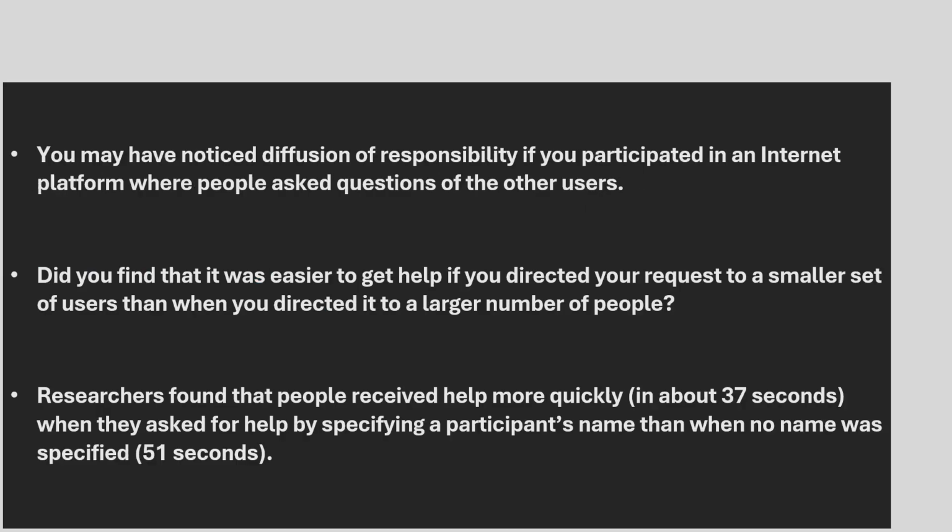You may have noticed diffusion of responsibility if you participated in an internet platform where people asked questions of other users. Did you find it was easier to get help if you directed your request to a smaller set of users than when you directed it to a larger number of people? Researchers found that people received help more quickly, in about 37 seconds, when they asked for help by specifying a participant's name than when no one was named at all, which took 51 seconds.